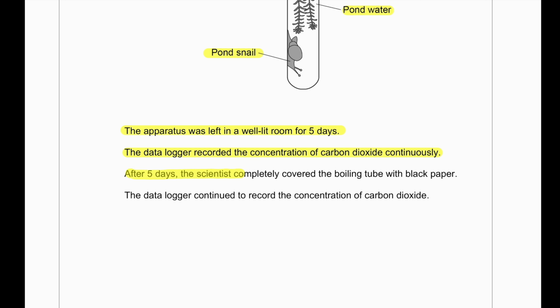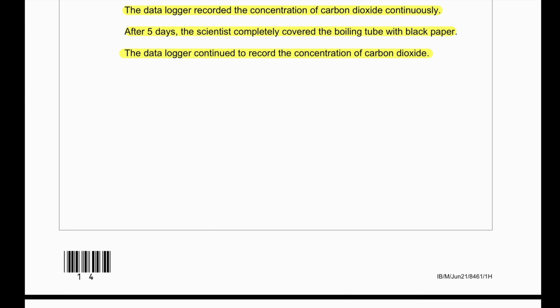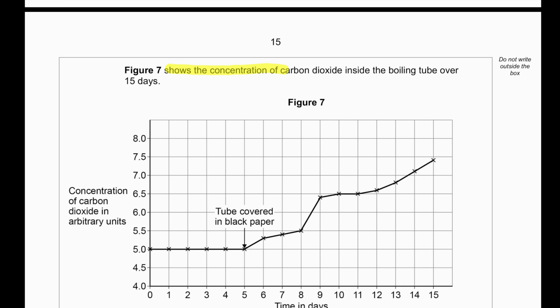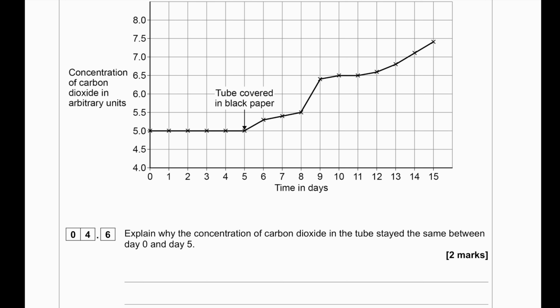After 5 days, the scientists completely covered the boiling tube with black paper. The data logger continued to record the concentration of carbon dioxide in the water. Figure 7 shows the concentration of carbon dioxide inside the boiling tube over 15 days. So, until the tube was covered in black paper, the concentration of carbon dioxide was steady up until the 5th day. From the 5th day till the 10th day, the carbon dioxide concentration at first gradually increases, then increases steeply, and then it stays at the same level for a certain number of days, then increases steeply again.